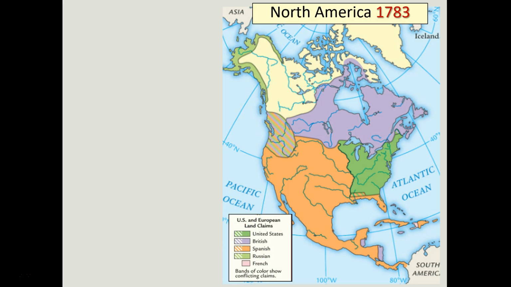And then by 1783, North America now has the United States. So everything from the East Coast all the way to the Mississippi River belongs to America, from Canada to Florida. Britain still controls Canada. Spanish still control the western portion of the United States, as well as Mexico into Central America and Florida, as well as parts of the Caribbean. But the United States is now on the map, and we've gained a significant amount more land. We can go past the Appalachian Mountains.